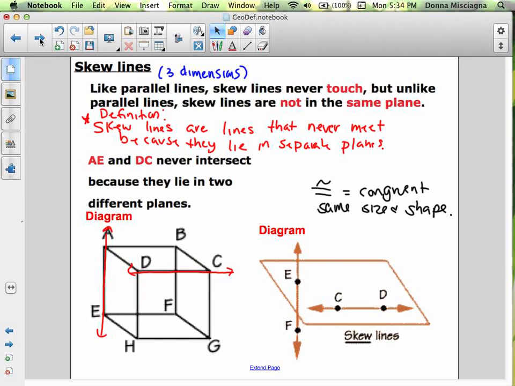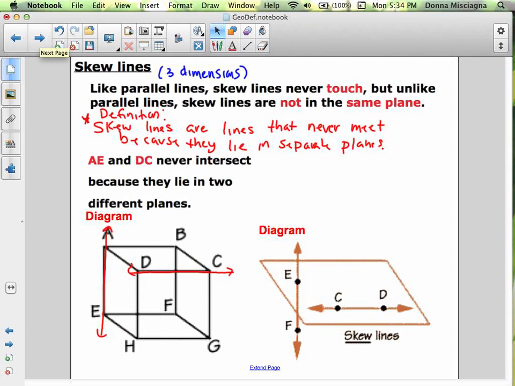For your notes, you have a diagram here, and I want you to draw in the picture. So we show two skew lines, and that's a two-dimensional representation of something that's three-dimensional, but the line EF here is not on that plane, and so it is not going to intersect with line CD. And I don't know why I have this here right now, but we'll talk about that later.